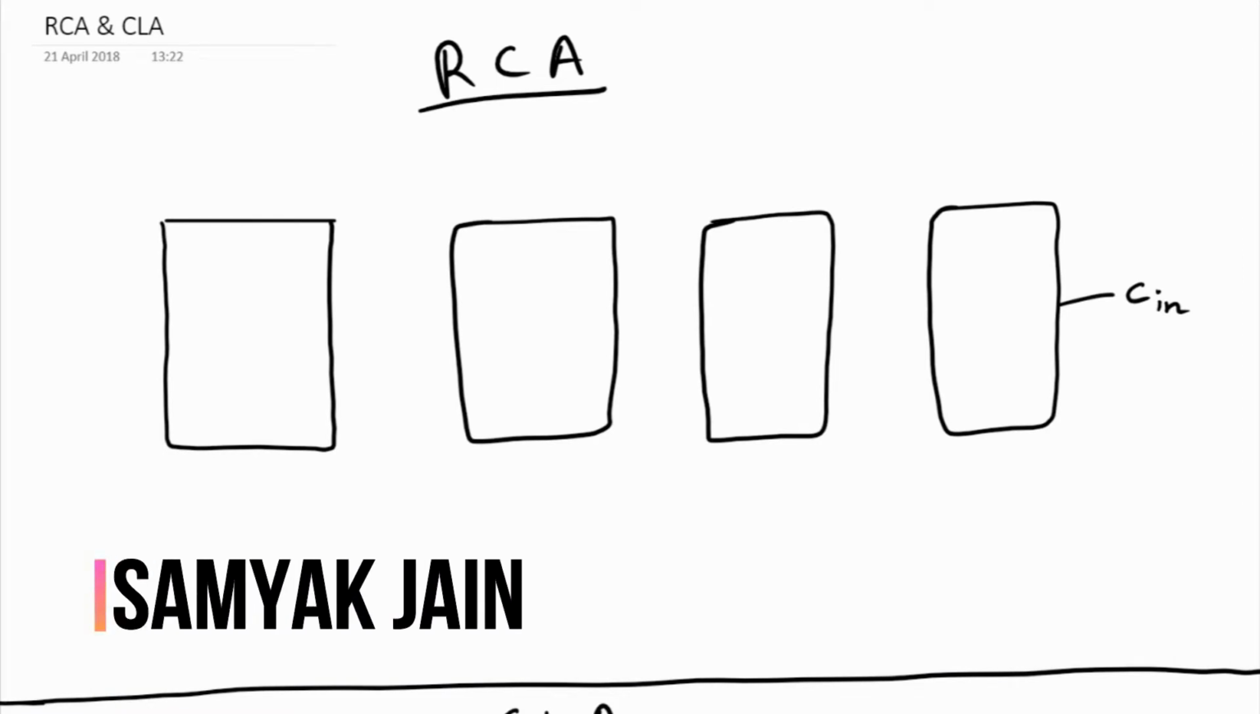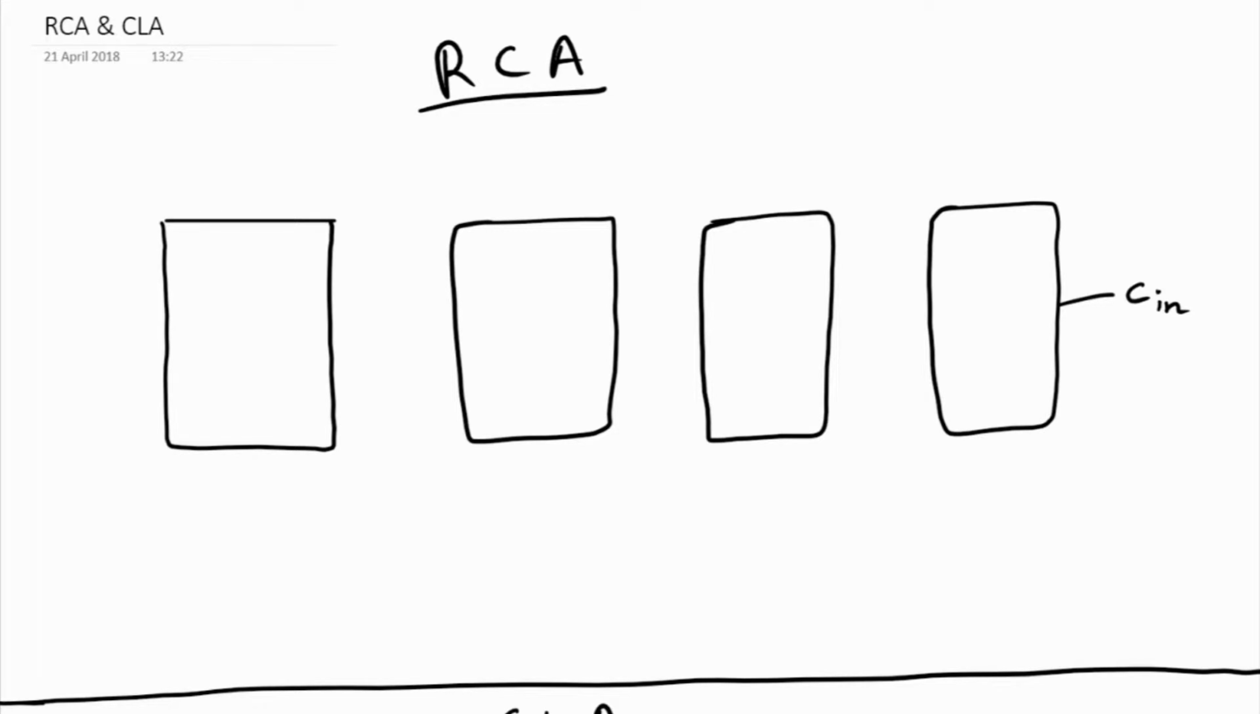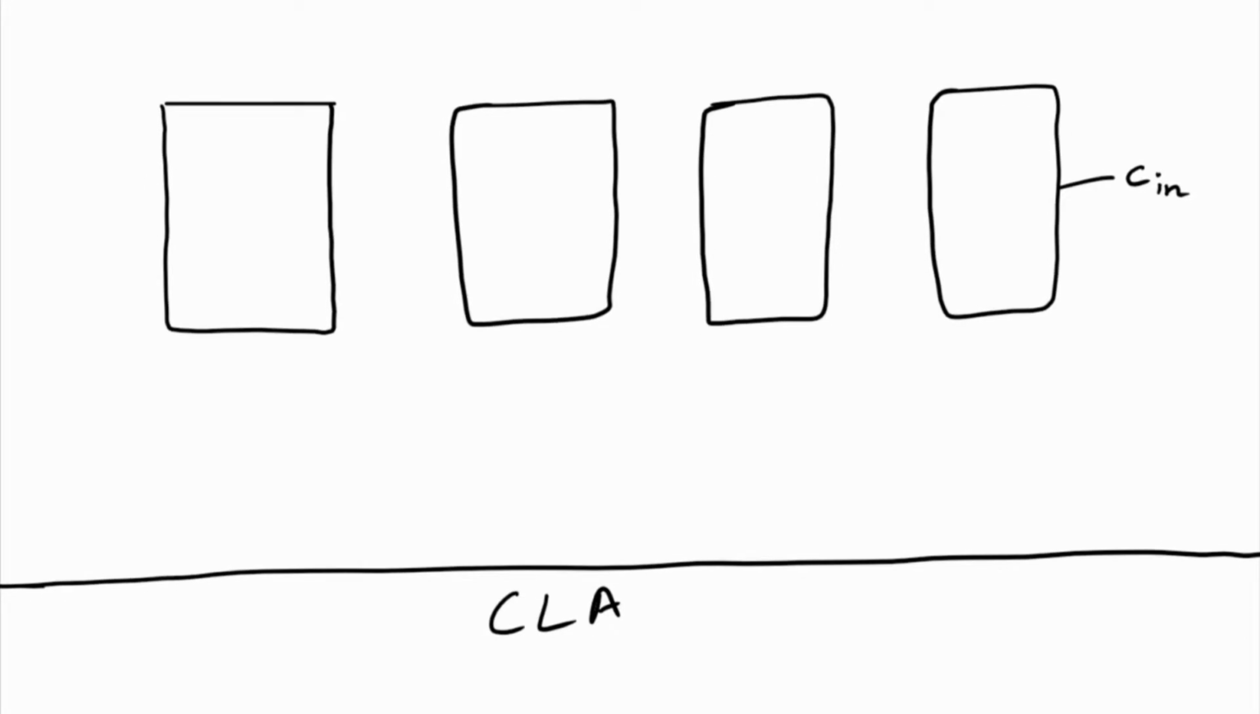Samyak here, and today I'm going to explain RCA and CLA, ripple carry adder and carry look ahead adder. So in a ripple carry adder, we are taking four 2-bit numbers.